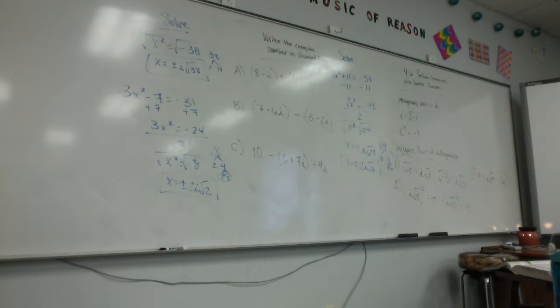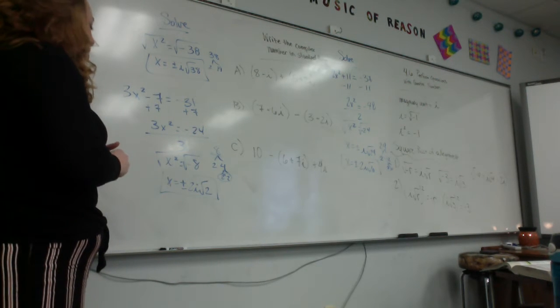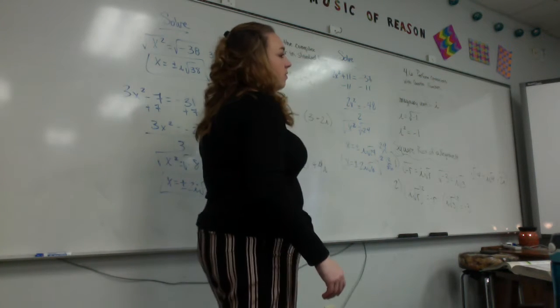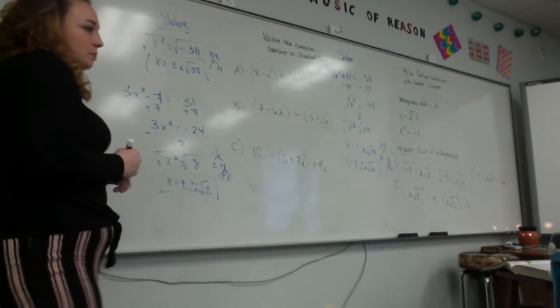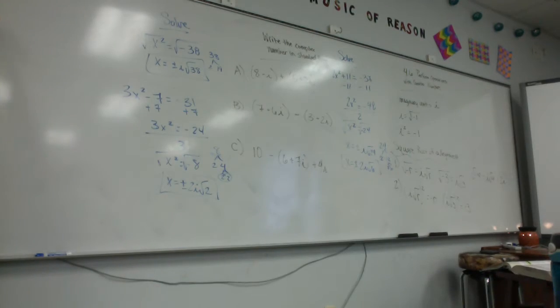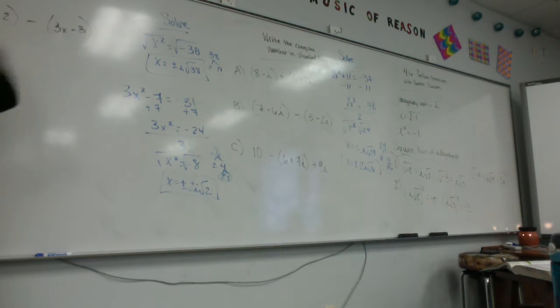Okay. That's when we're solving. Okay. When it says write the complex number in standard form, this is very, very simple. When I have something like this, let's say you have parentheses x plus 2 minus parentheses 3x minus 3. How do you do that?